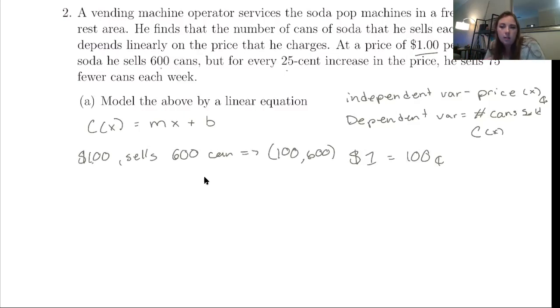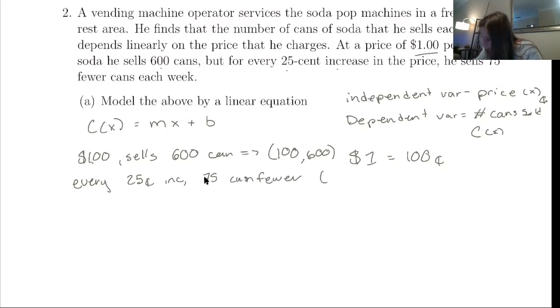This can give me one of two things. This can give me rise over run, or it can just give me a different point. I would want a different point. That would help me instead of trying to figure out rise or run. Okay, so for every 25-cent increase, 75 cans fewer. All right.